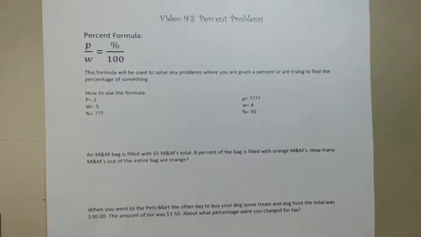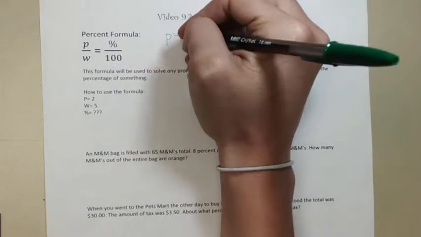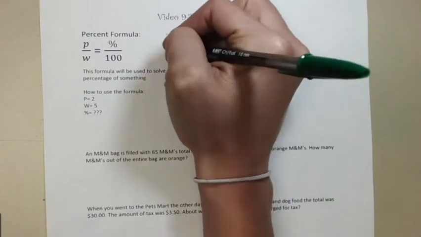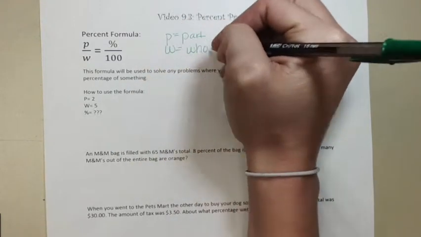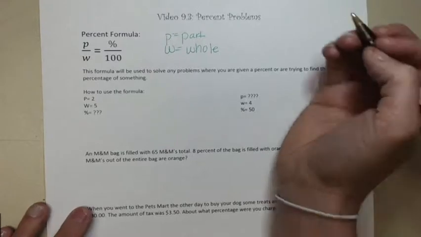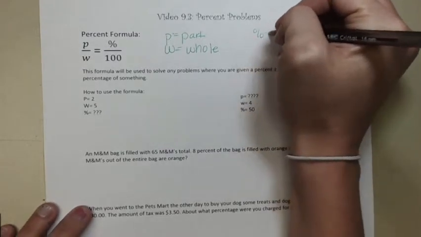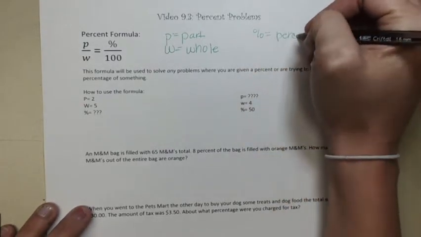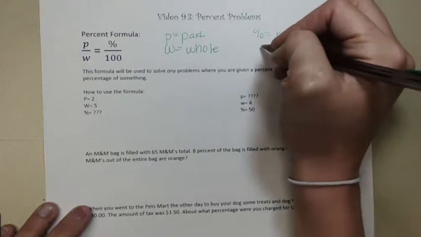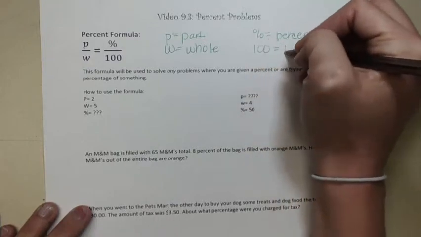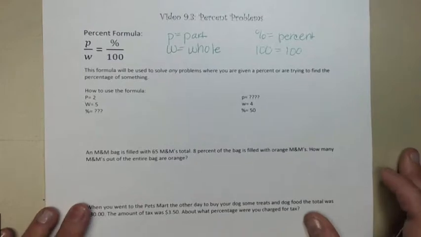The P stands for part. The W stands for whatever the whole is, just like a fraction. It's a part over a whole. The percent sign obviously stands for the percentage if you've been told it, and then the 100 always stays 100 because percentage means out of 100.